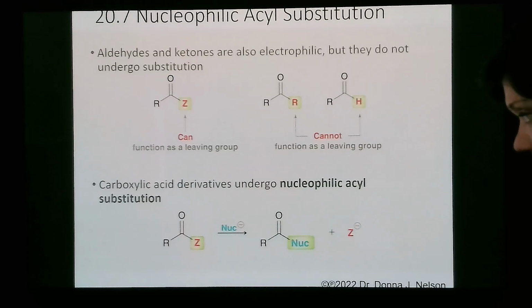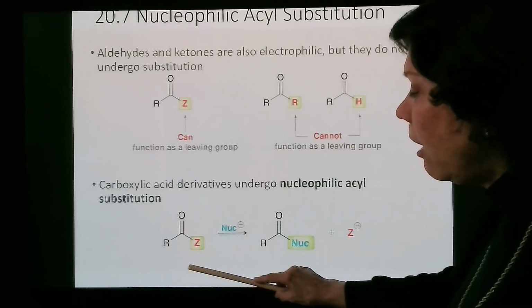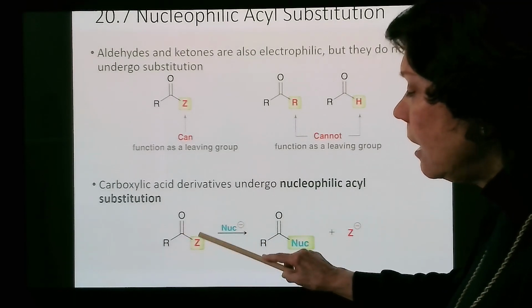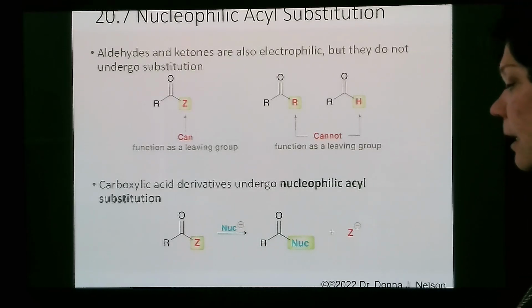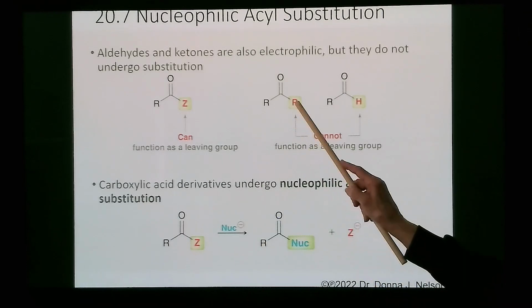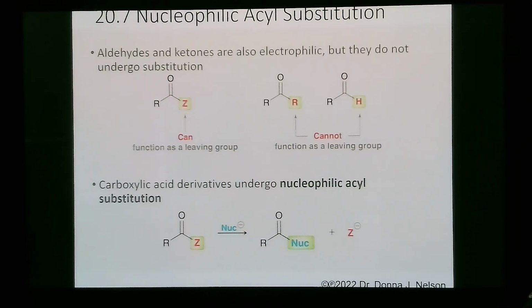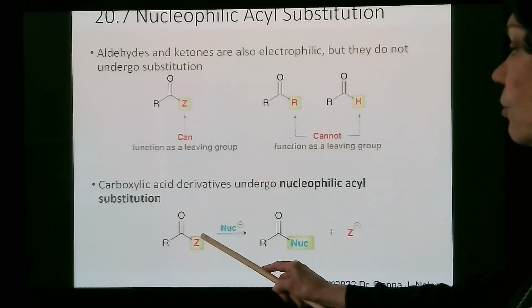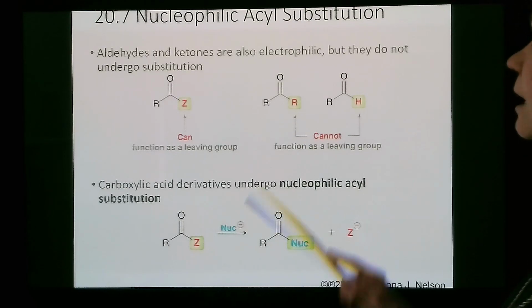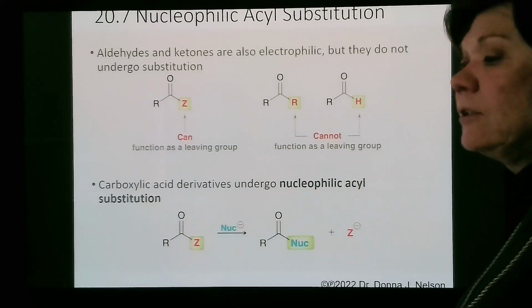You are going to see, however, that with carboxylic derivatives, when a nucleophile attacks, you will see the group attached to the carbonyl depart as a leaving group. It will never happen in the case of aldehydes and ketones, but it does happen in all of the carboxylic acid derivatives. So that's why this is an entirely different class of molecules. An entirely different reaction is available to it that was not available to aldehydes and ketones.